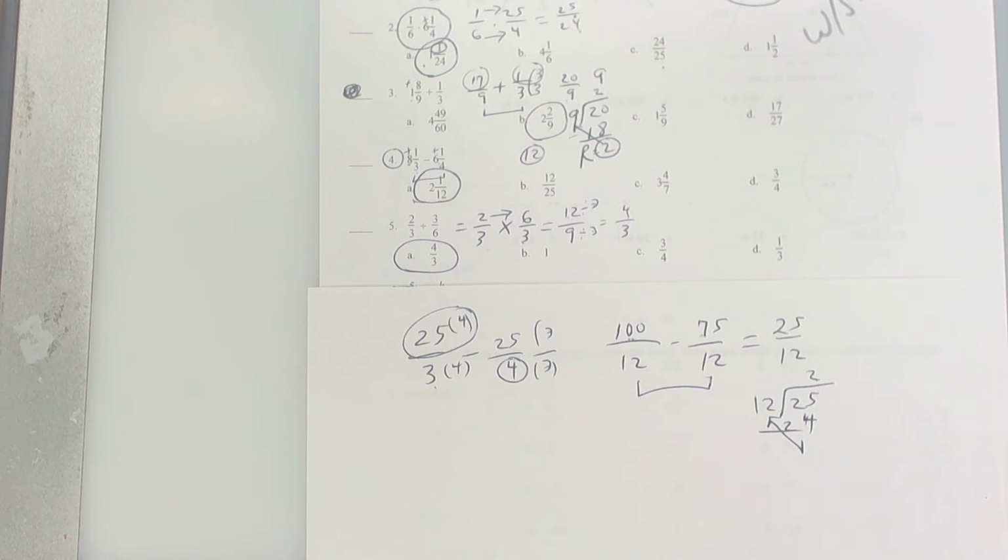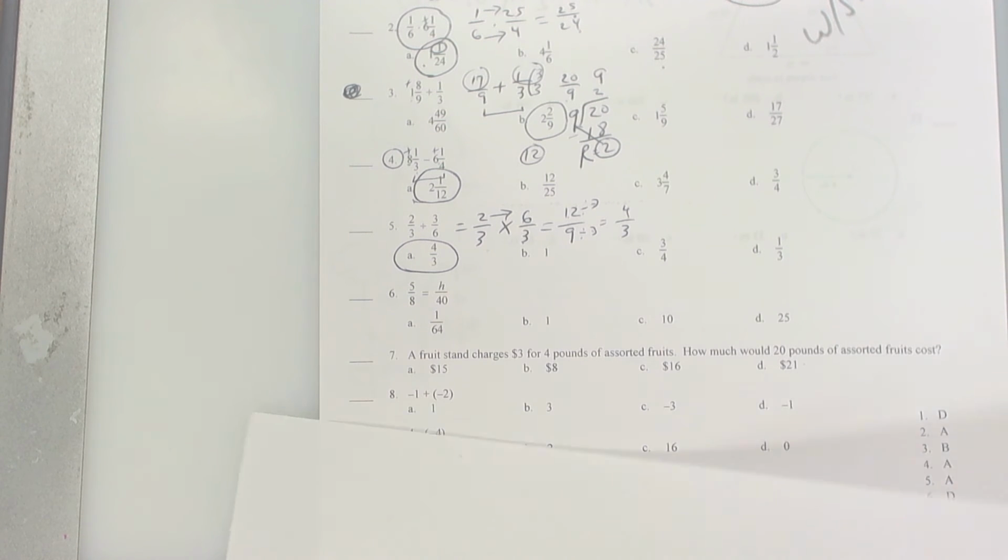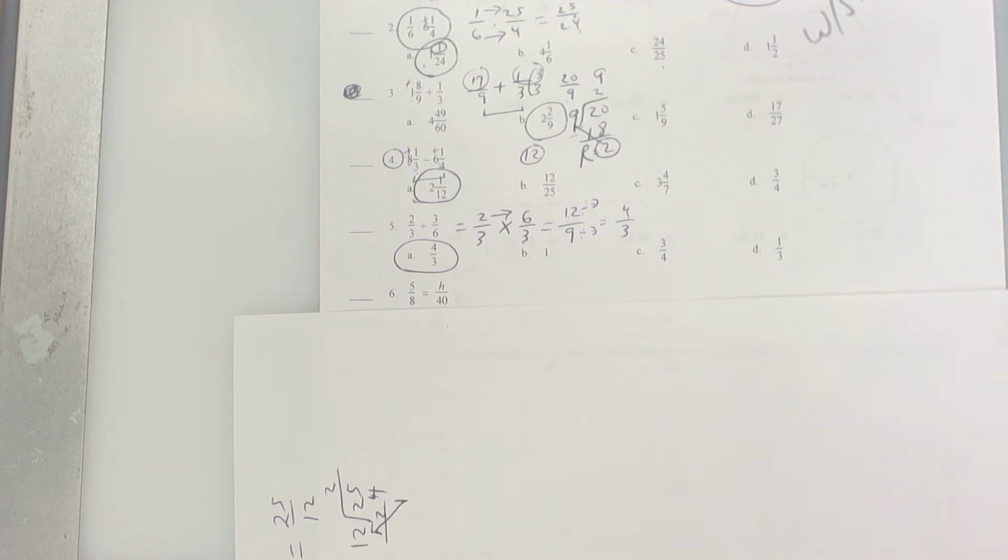All right, keep moving. Try number 6. It's a proportion. We worked that one, but go ahead and do it again. It shouldn't take you a minute, so give it your best shot.